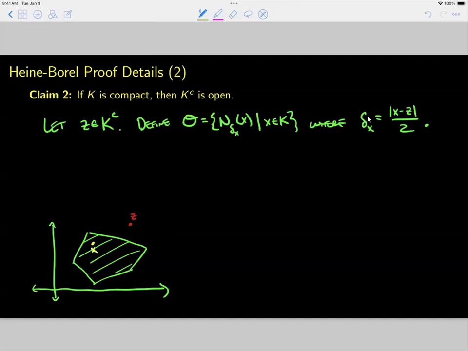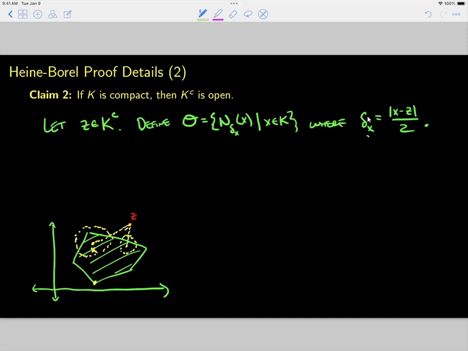So at every point X, I'm going to draw a neighborhood around this point. And I'm going to make the radius of that neighborhood half of the distance between X and Z. So, sort of visually, you might look at this and go, okay, I'm going to do this. Then I'm going to come over here for some other X value, and I'm going to do the same thing, right? I'm going to put a neighborhood around this point of half the distance from X to Z. And over here, I'm going to do the same thing.